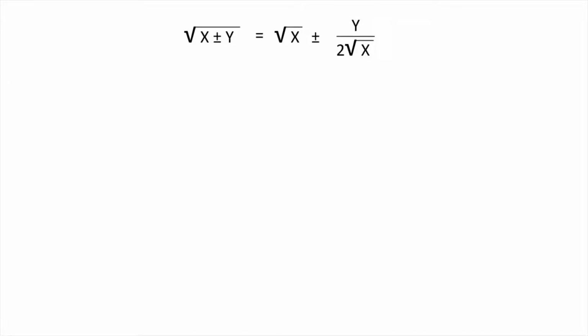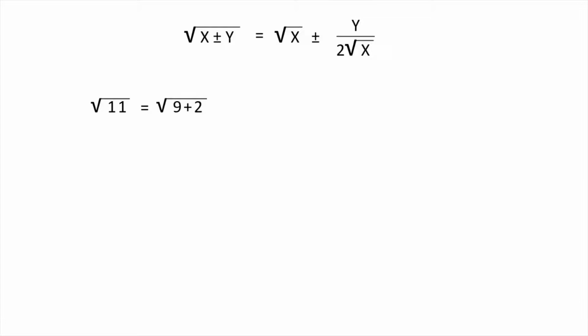Suppose you want to calculate the square root of 11. Now 11 is not a perfect square. So we have to break this number 11 in the form of x plus or minus y, so that the first number x is always a perfect square. For example, I can write 11 as 9 plus 2, where 9, which is my x in the formula, is a perfect square because I can find root 9.